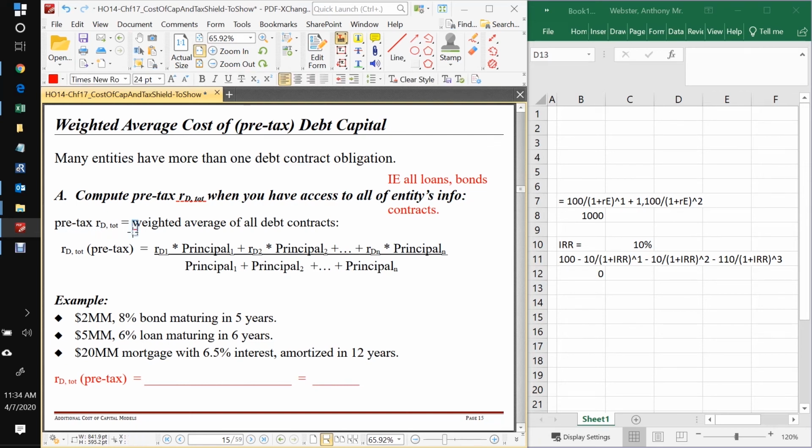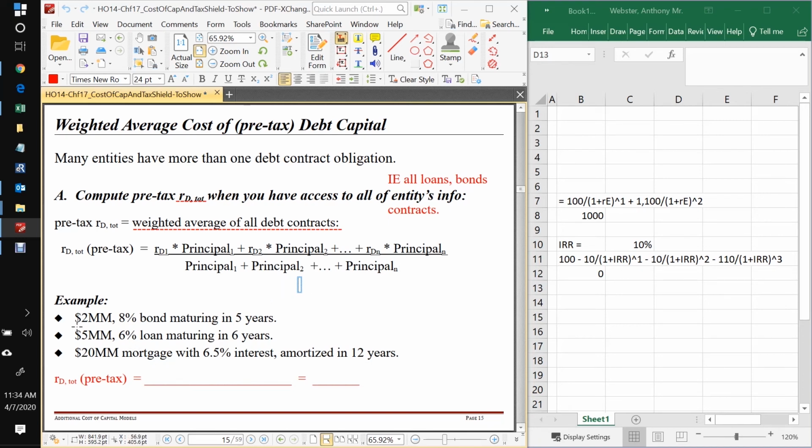It's just going to be equal to the weighted average for all their debt contracts. So it's going to look like the cost of capital for project 1 times the principal of 1, cost of capital for 2 times the principal of 2, et cetera. For each one of these, we'd have to get the IRR to get the cost of capital, and then we can use this weighted average formula to get the company's pre-tax weighted average cost of capital.